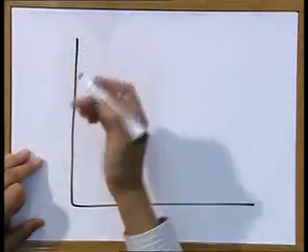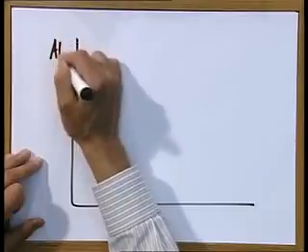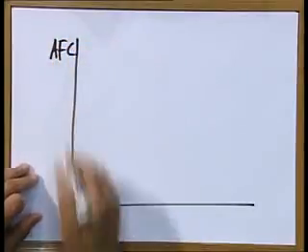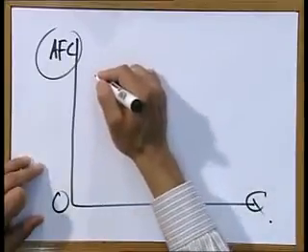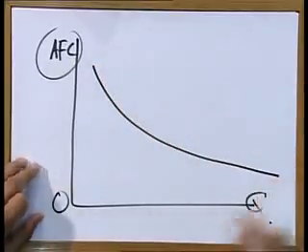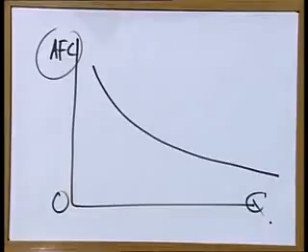But that is not the case with AFC. What will happen with AFC? As we have seen, as you produce more, AFC will continuously decline. So that is AFC, 0, that is your output. So your AFC curve will look like this, right? It will continuously decline as output increases. Okay? So this is the first one that I wanted to look at, your total fixed cost, and out of that, your average fixed cost.